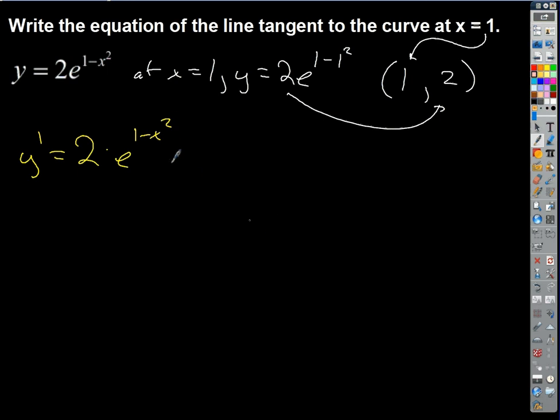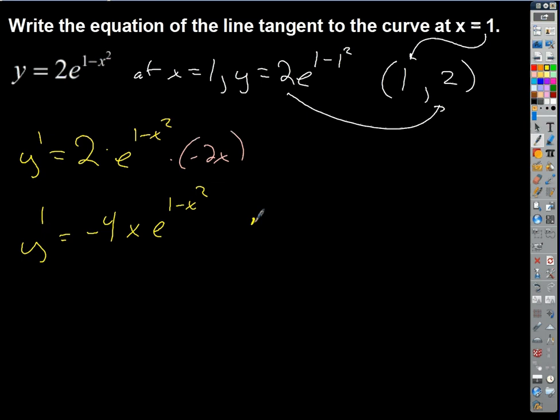Next layer in the derivative: what's inside the exponential function? Hand, right? So what's the derivative of 1 minus x squared? Negative 2x. So we end up with our derivative equaling, I could pull that out front and I get a negative 4x e to the 1 minus x squared. So now we can find the slope of the tangent line, right?